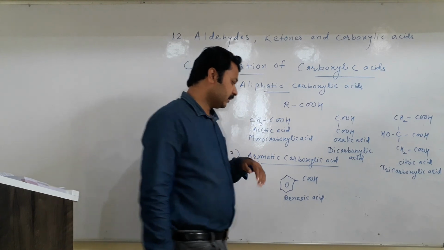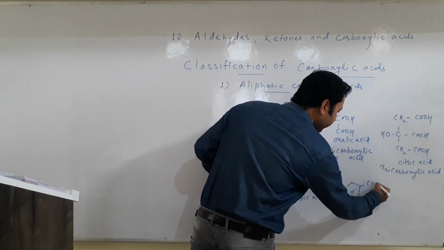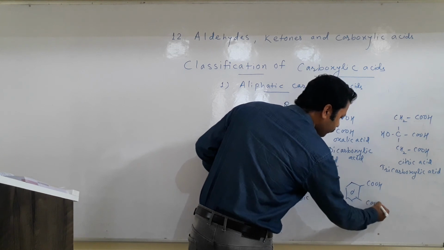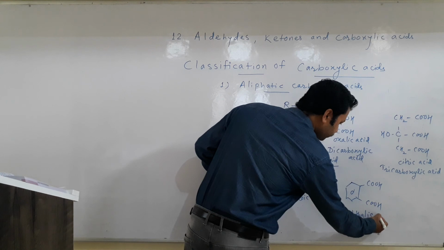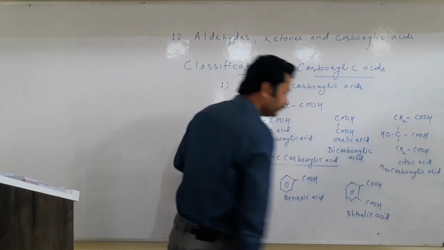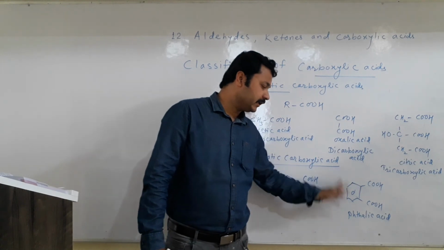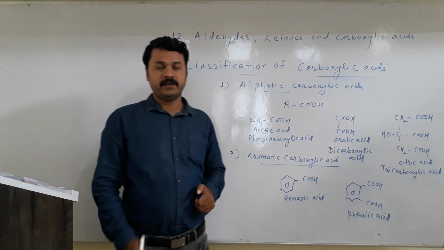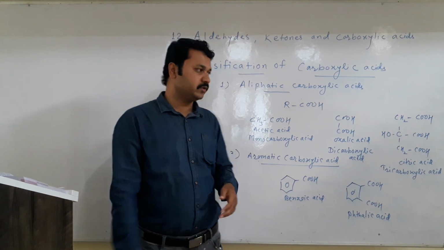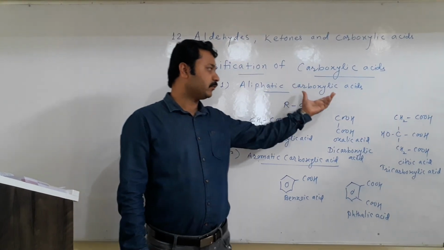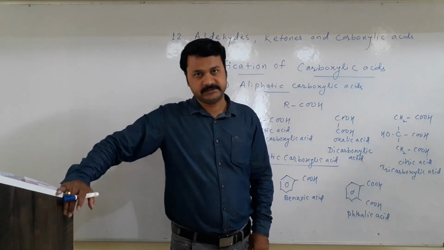So it is called aromatic carboxylic acid. We can take one more example, phthalic acid. Phthalic acid, in this carboxylic groups are directly attached to benzene. In this way, carboxylic acids are mainly classified into two types, aliphatic carboxylic acids and aromatic carboxylic acids.